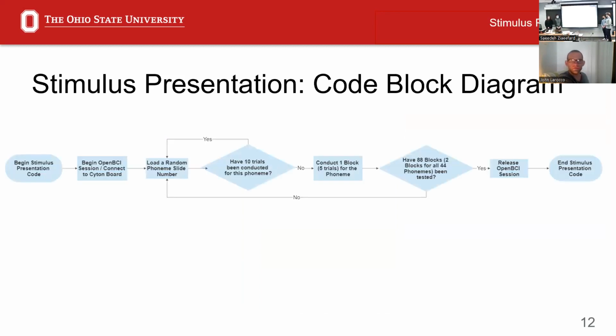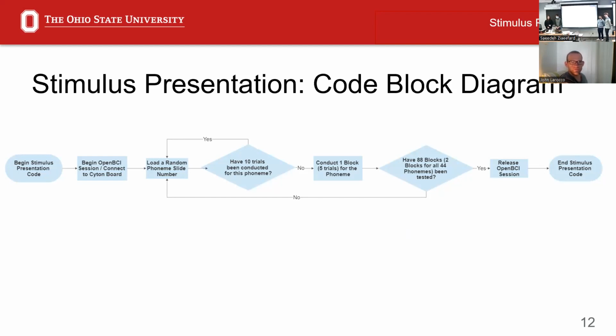So the next part is the stimulus presentation. Our code for this does a little bit more than just presenting phonemes. It also controls the Cyton board. So the first thing that the code does is connect to the Cyton. If it can't connect, it just terminates the program. And the code just loops through trials for 10 trials of each phoneme.